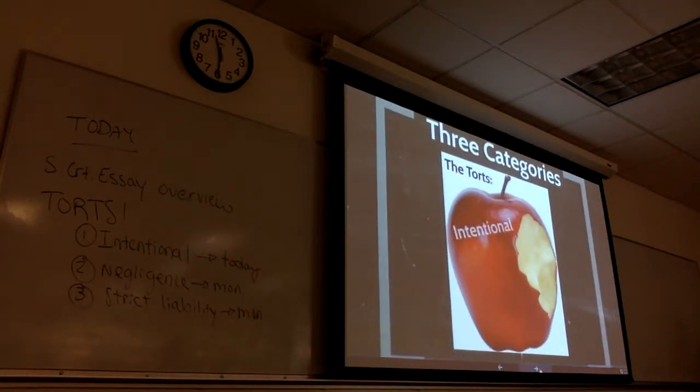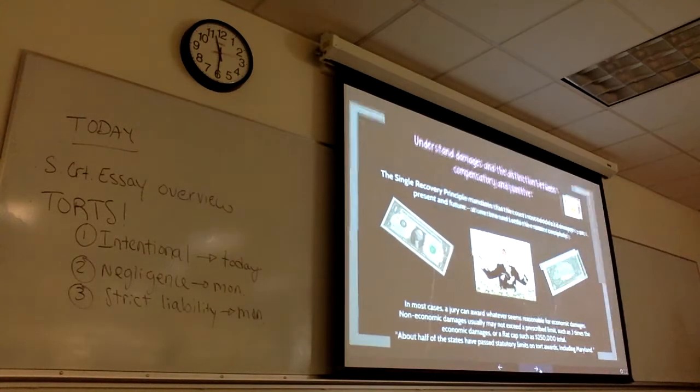So here are the torts. We have intentional torts. What was the other type of tort? Negligence. And there's one more. Strict liability. For some reason, because we covered that one last, my students totally forget about it for the exam day. So remember, strict liability is a big one, and we will talk about it on Monday.